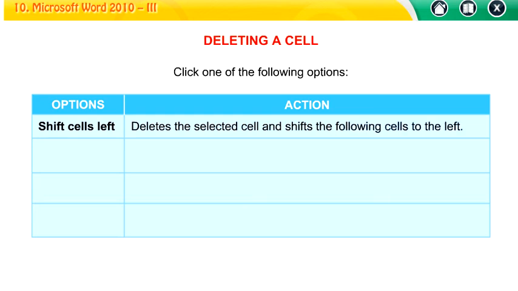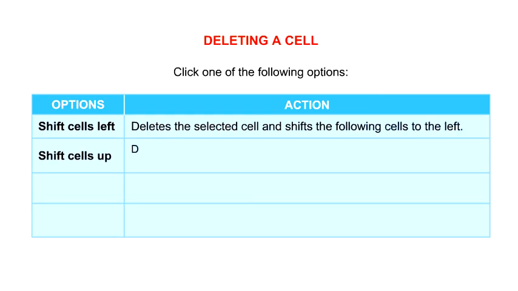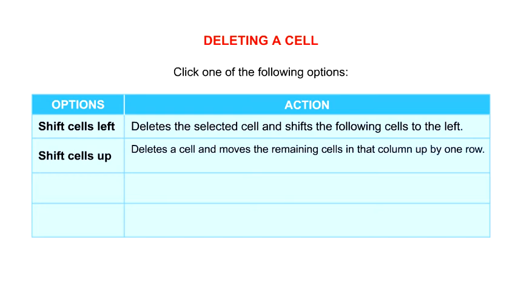Shifts the following cells to the left. Shift cells up. Deletes a cell and moves the remaining cells in that column up by one row. A new blank cell is automatically added at the bottom of the column.